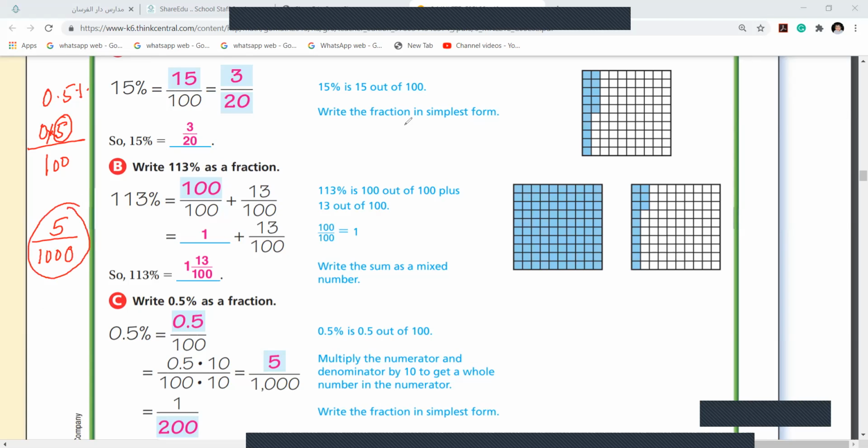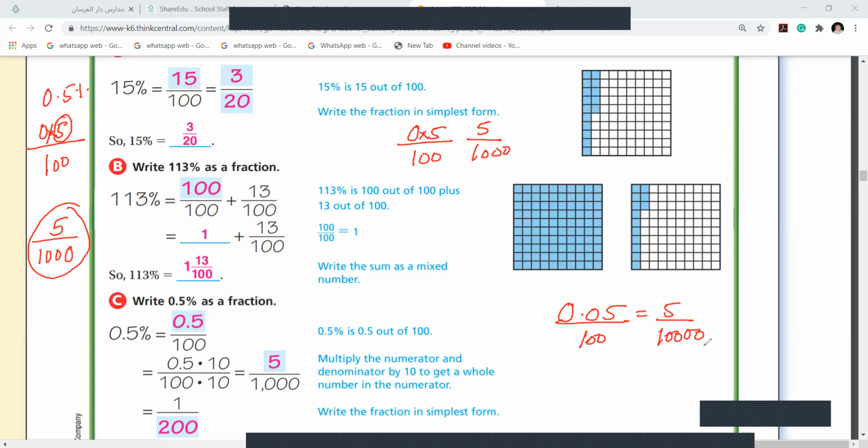See very carefully, girls. 0.5 over 100. I want to remove this point. When I remove this point, it becomes 5, and there will be one more 0. Now, if the question was 0.05 by 100 and you want to remove this point, that means 5 by 100. It will be the same. And how many zeros more? 2 zeros.